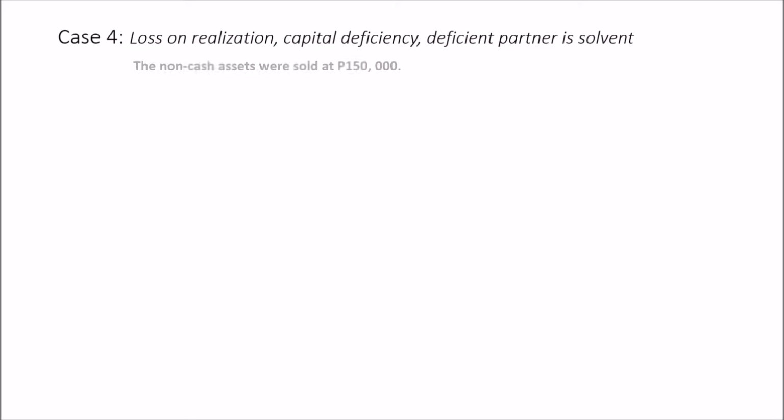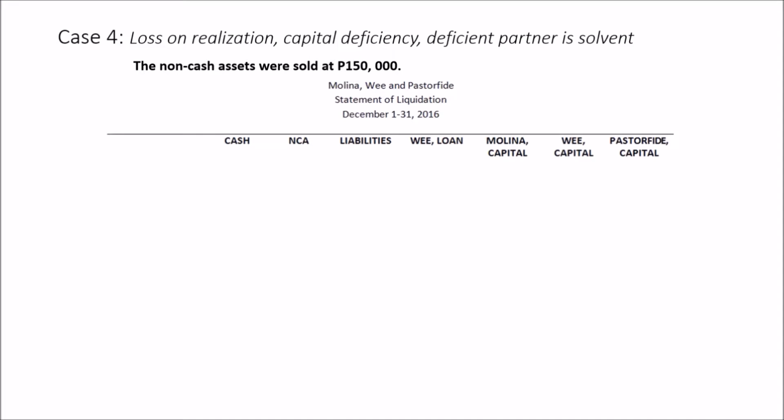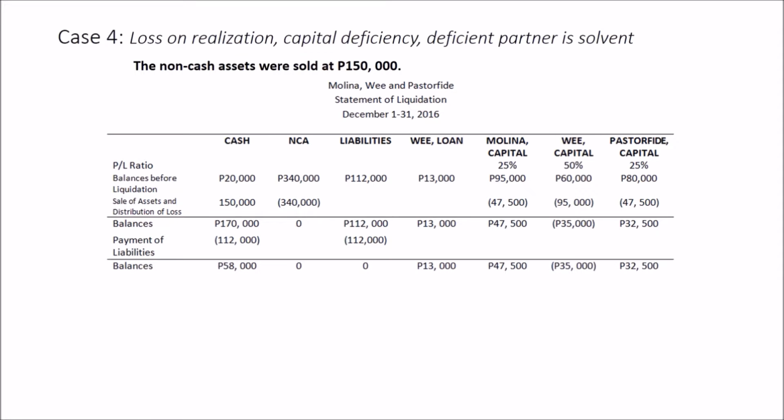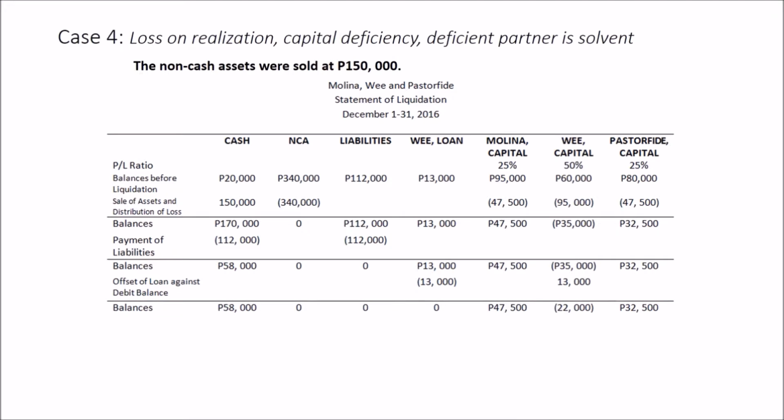Case 4 is next. Loss on realization, capital deficiency, and deficient partner is solvent. The non-cash assets were sold at 150,000, but this time, the deficient partner is solvent. As a review, we know that a solvent partner is a partner whose personal assets are more than his personal liabilities. Following the same procedure, we came up with the following balances: cash, 58,000, NCA 0, liabilities 0, We loan 13,000, Molina capital 47,500, a deficit of 35,000 for We, and Pastor Fide capital of 32,500.